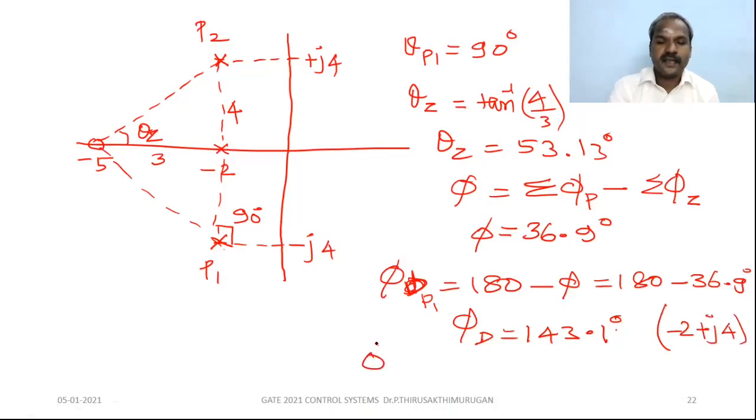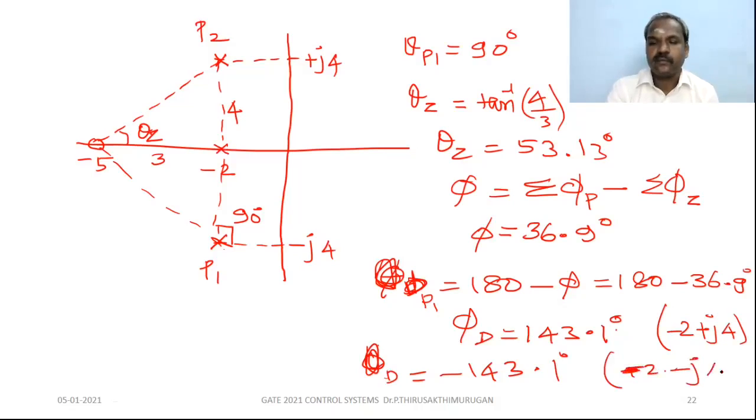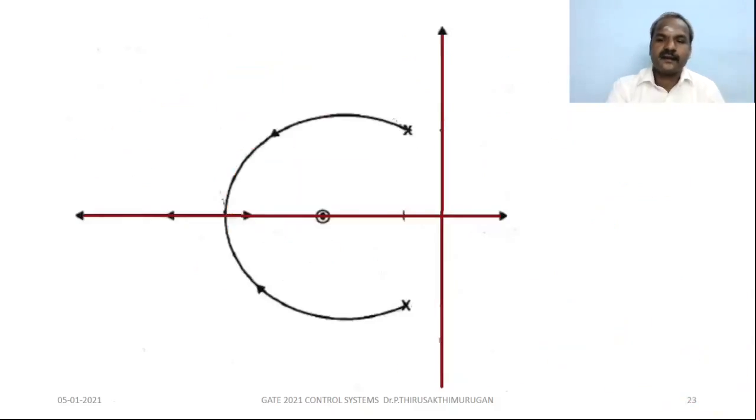Then similarly, the angle of departure equal to minus 143.1 degrees for the pole at -2 minus j4. This is for this pole. Understand? This is the angle of departure.